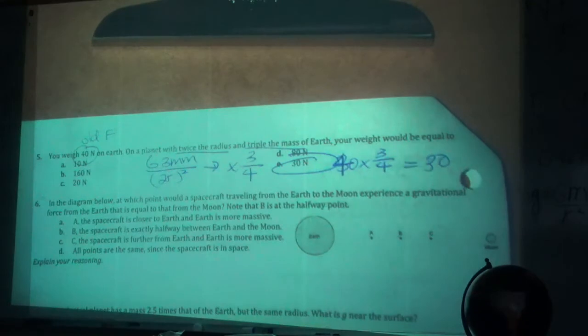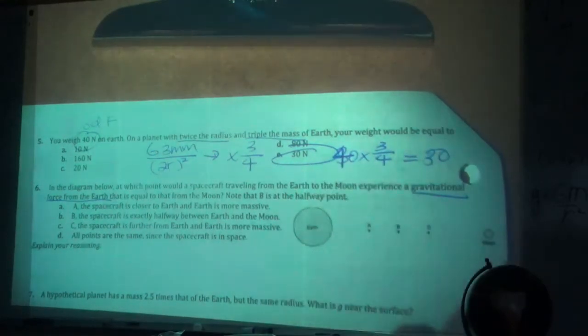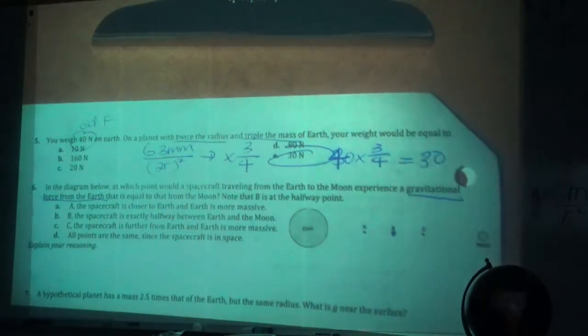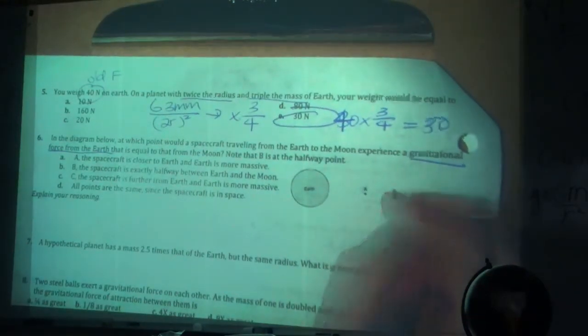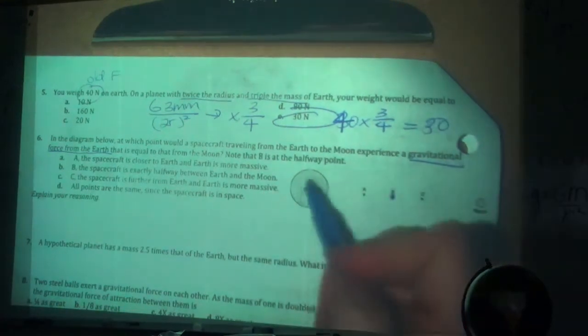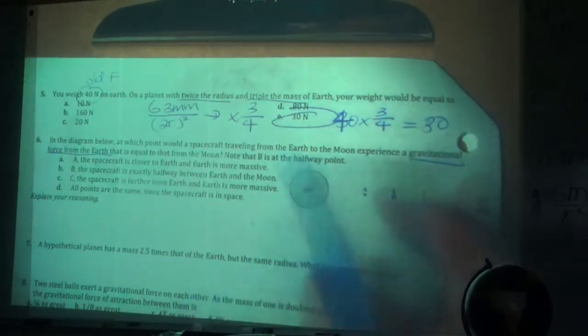6. In the diagram below, at which point would a spacecraft traveling from Earth to the Moon experience a gravitational force from the Earth equal to that of the Moon? So I want to know at which of these points would it feel an equal force towards the Moon as it feels towards the Earth. It says that B is a halfway point, so a lot of people are tempted to just go like, oh, halfway. But that's not going to be the case here. At point B, it's actually going to feel a greater force towards the Earth. And the reason why is because the Earth has a bigger mass. So it would feel a force towards the Moon, but it would feel a bigger force towards the Earth, so B would not make sense.